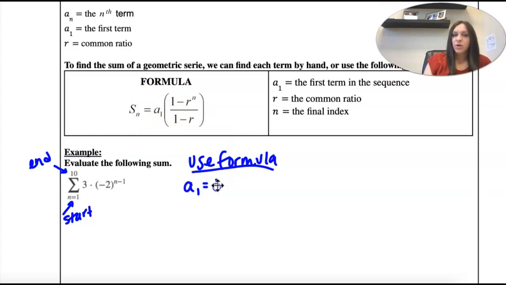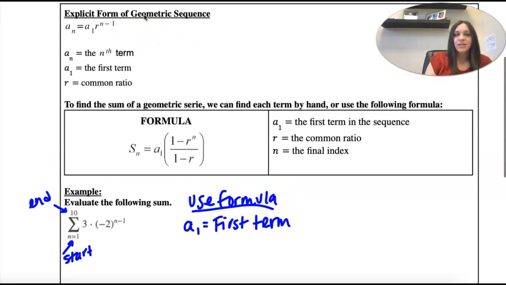So a sub 1 is the first term, and this is why I gave you the explicit formula. This formula is this. So we have a1 times r to the n minus 1. So the first term is 3. You just have to know how to read the explicit formula.